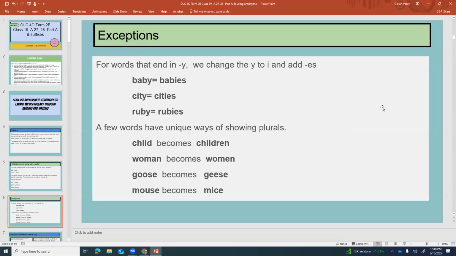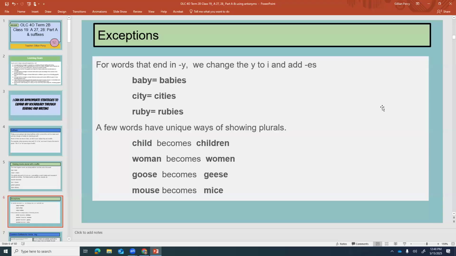Now, there are some words that don't follow those rules. There are a few nouns that end in Y, and when they do that, we take away the Y and put an I instead, and then we add ES. So baby with a Y becomes babies, B-A-B-I-E-S. City with a Y becomes cities, and the Y becomes an I, ES. Ruby becomes rubies. Not really sure of the reason. Y and I kind of work together as teams. I don't know why we don't just leave it with the Y, but for some reason we don't in English.